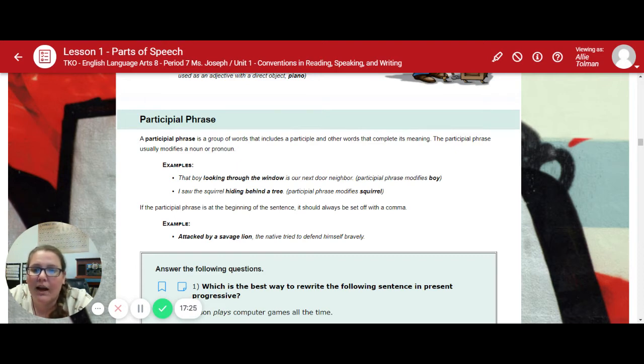I saw a squirrel hiding behind the tree. The participle phrase modifies squirrel. If the participle phrase is at the beginning of the sentence, it should always be set off by a comma. So our example here is: attacked by a savage lion, the native tried to defend himself bravely.